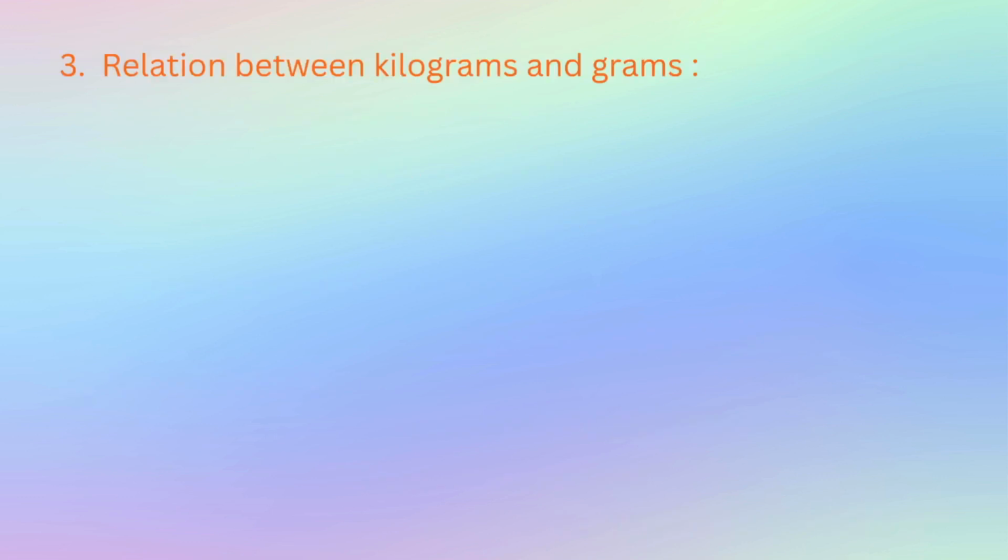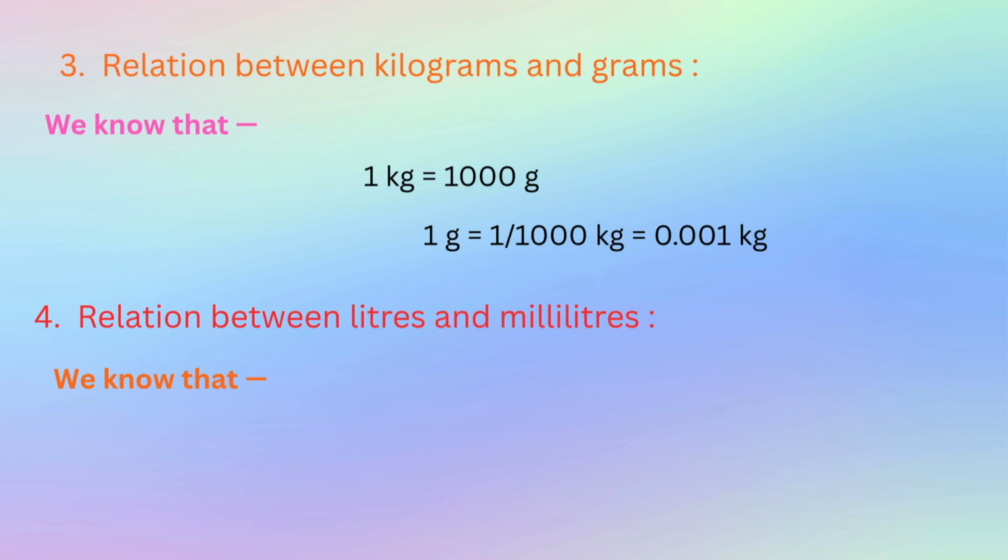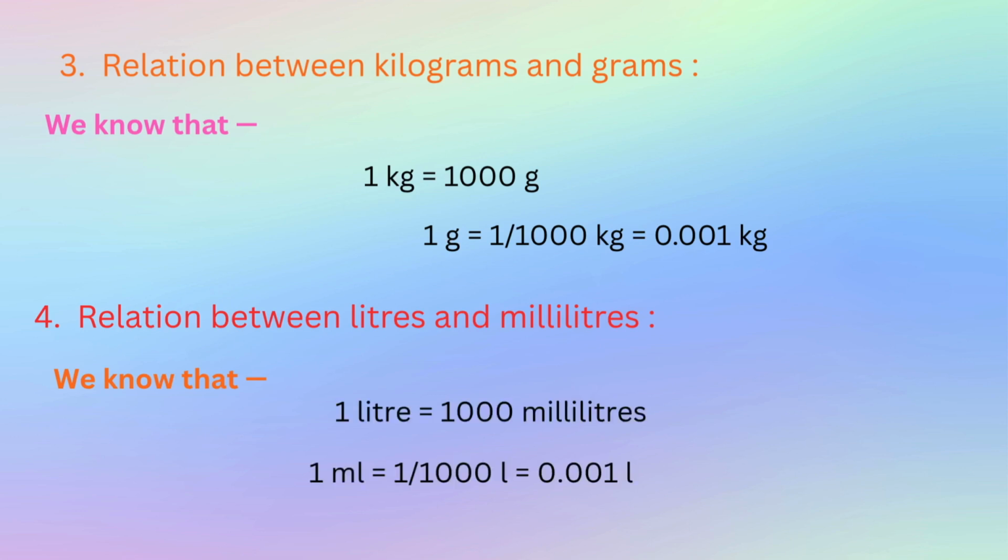3. Relation between kilograms and grams. We know that 1 kilogram equals 1000 grams. 1 gram equals 1/1000th of a kilogram equals 0.001 kilograms. 4. Relation between liters and milliliters. We know that 1 liter equals 1000 milliliters. 1 milliliter equals 1/1000th of a liter equals 0.001 liter.